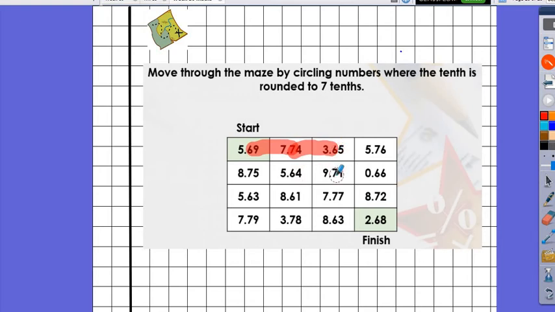9.71, which will go down. 7 in the tenths, that's correct. It needs to be 4 or below. Oh, brilliant, super, what a guess that was. Let's check this way. So 5.76.